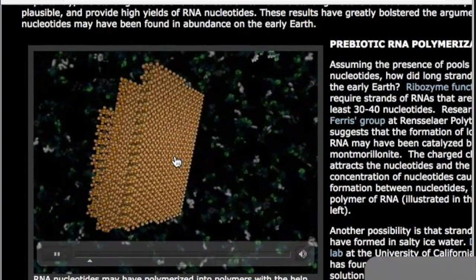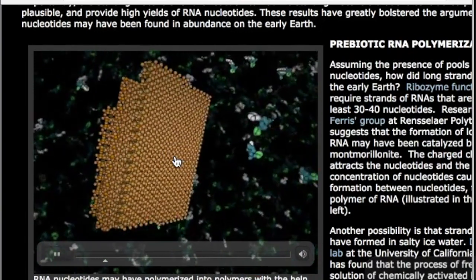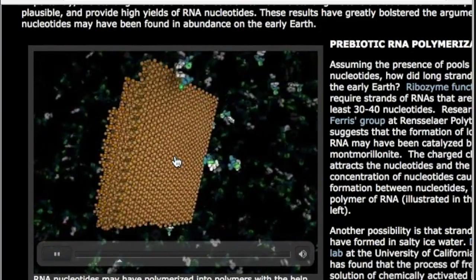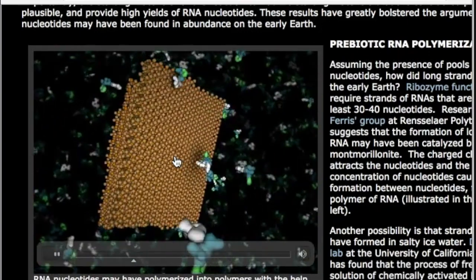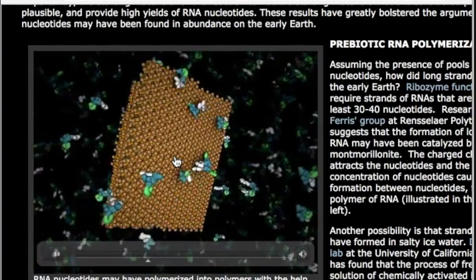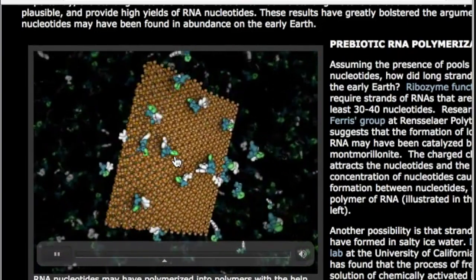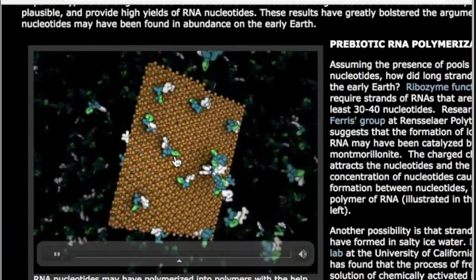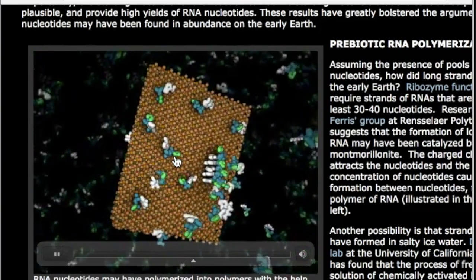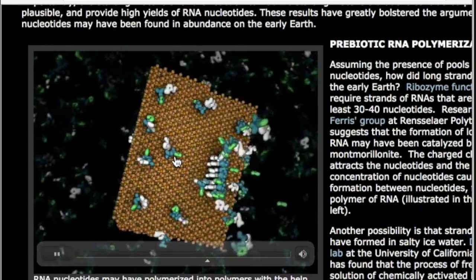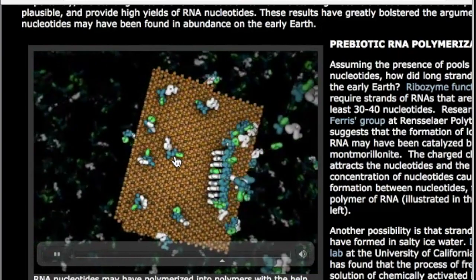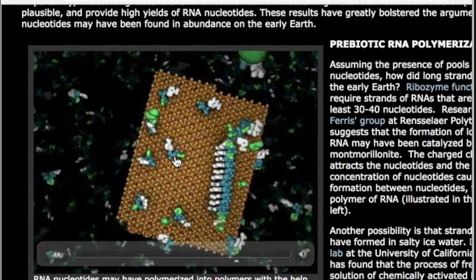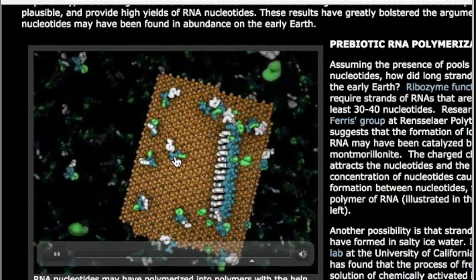Researchers have shown that clays, such as montmorillonite, are able to catalyze the formation of polymers of RNA from single nucleotides. Nucleotides, shown in white and blue, adsorb to the surface of a small clay particle, shown in brown. As the surface becomes more crowded, nucleotides that are close together can undergo a chemical reaction, resulting in the formation of a polymer, or strand, of RNA.